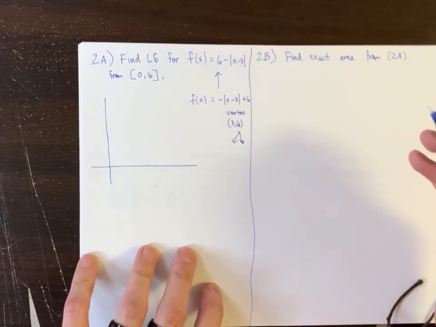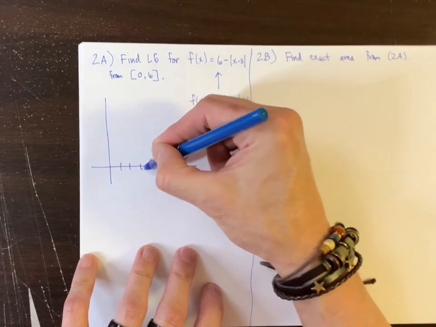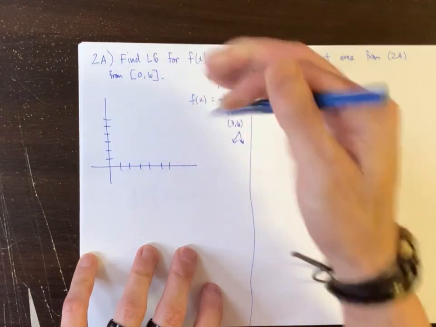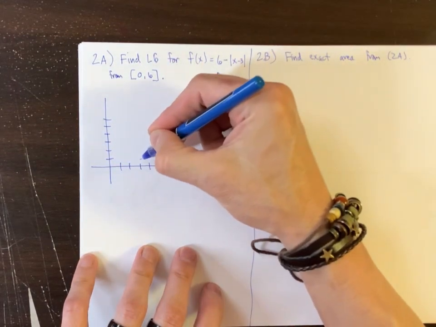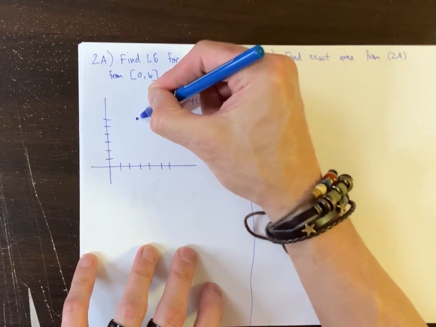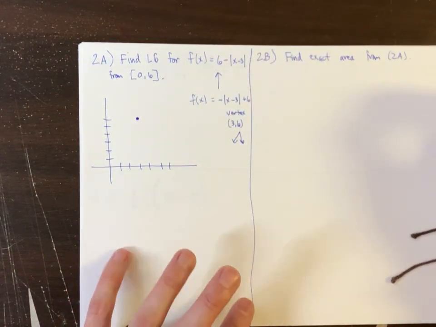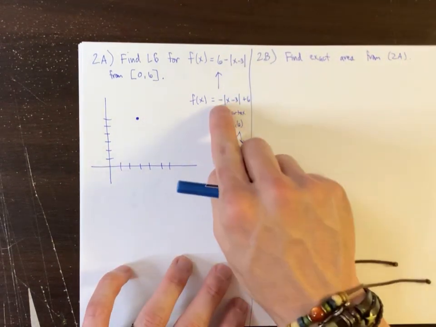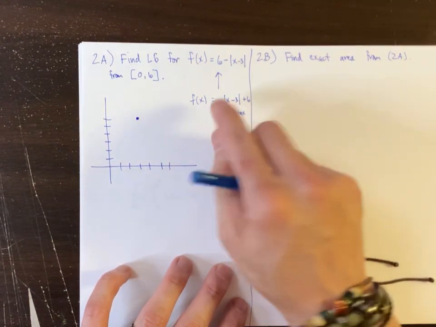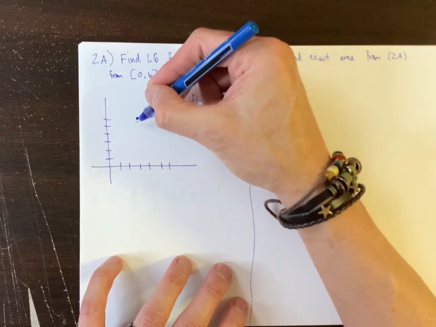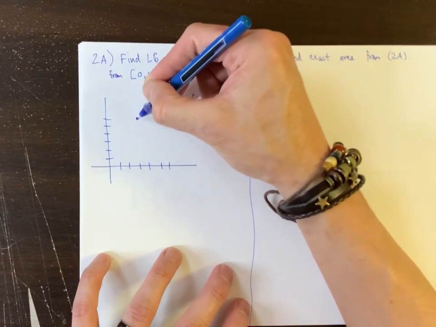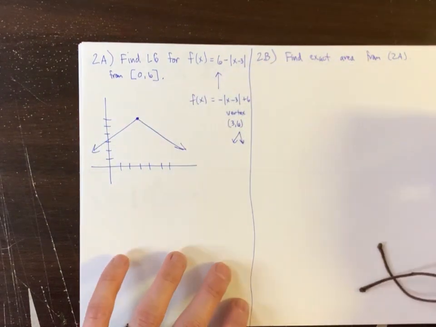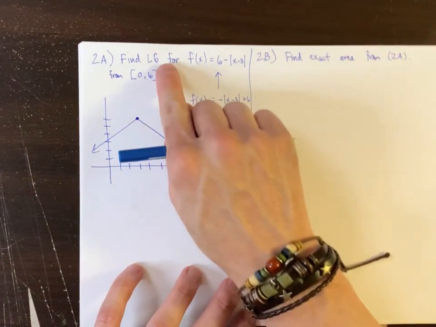Which is going to be an upside down v at 3, 6. So at 1, 2, 3, 4, 5, 6, and 1, 2, 3, 4, 5, 6. At 3, 6, 1, 2, 3, and you go up 6. That's the vertex of the upside down v, the absolute value graph, and it has a negative slope of 1. So these rays would go down 1 over 1, down 1 over 1. So it goes down like this at 45 degrees. And we are interested in L6 from 0 to 6.